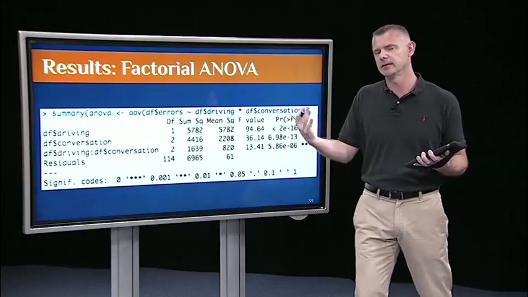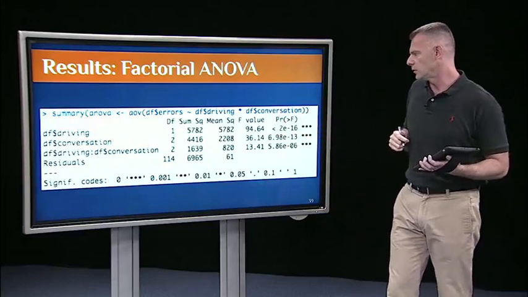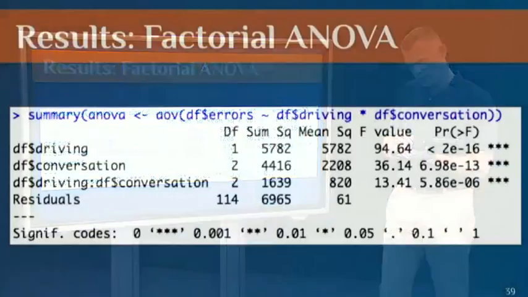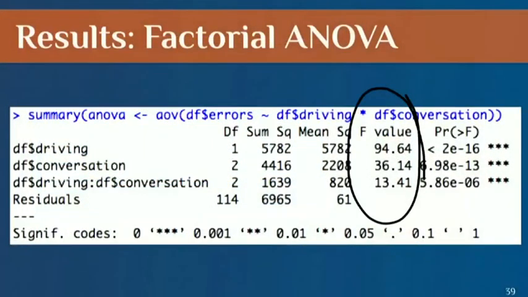Again, we made up the data, sort of made it this way, just so it would come out nice. You get very large F values. Again, where does the F value come from? Well, it's a ratio of mean squares.